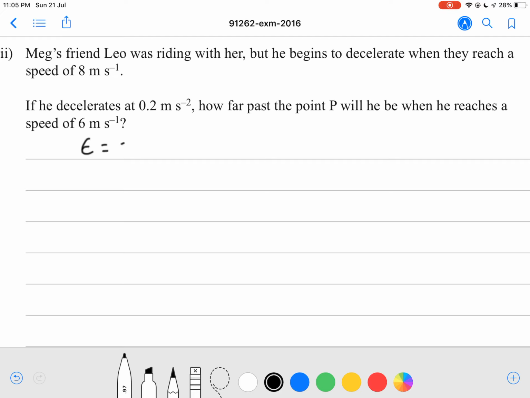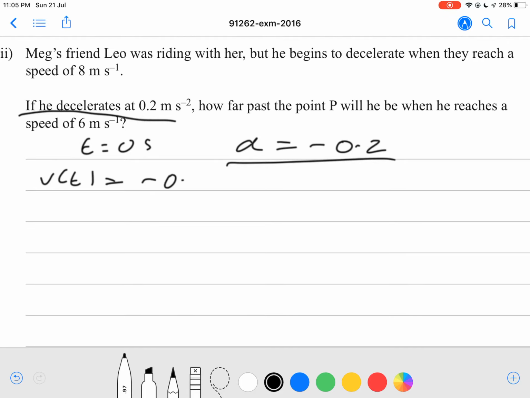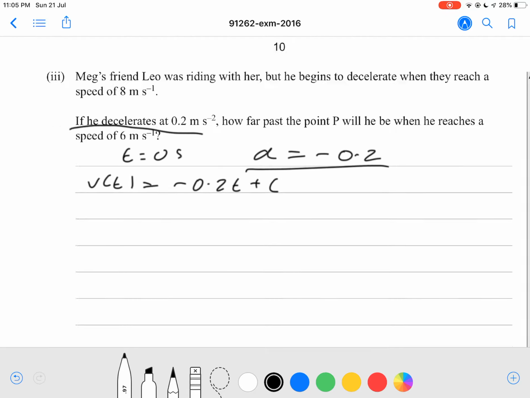So we have our t equals 0 seconds, and we have our acceleration. Our acceleration is now negative 0.2. It's exactly the same step, okay? Don't get faked by the negative, okay? It's basically the exact same thing as the last question, okay? So we have our a, okay? We need to find our v of t, integrate. So v of t equals negative 0.2 t plus c.